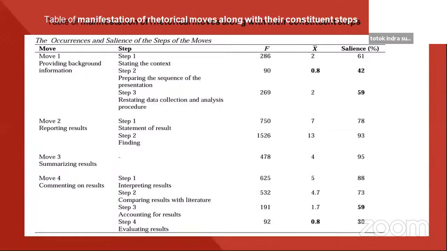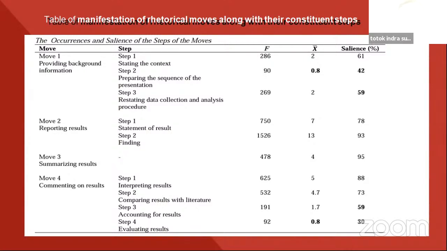This is the table. This is all the tables from move 1 until move 4. You can see the word salient in the corner there, okay. Stating the context, total 61%. Preparing the consequence of the presentation, 42%. It means not all. And then restating data collection and analysis procedure, 59%.